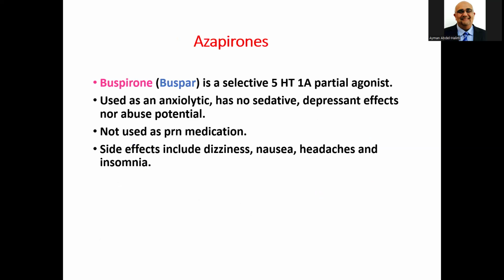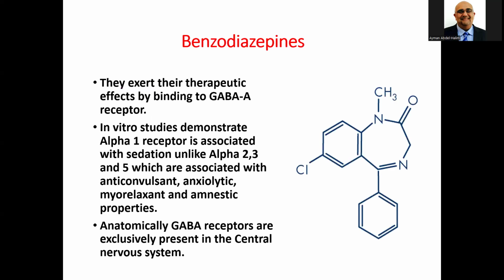Okay, another set of drugs, the azapirones or buspirone. We use this for mild anxiety, or what we call generalized anxiety disorder, GAD. All right, mild to moderate generalized anxiety disorder. It's a good drug, but not used as much for some reason. It's not a PRN medication. You have to take it on a regular basis, and it's available in the market with no restrictions.